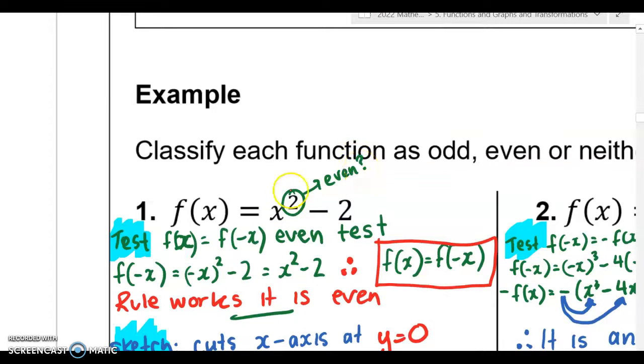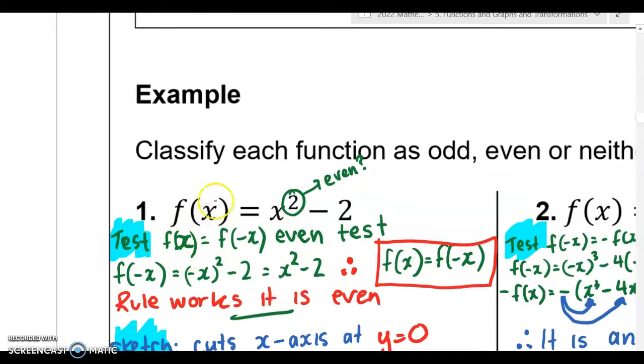I'm guessing because it's a power of 2, it's probably going to be even. You will get really good at being able to draw this graph, and you will find that in a few weeks' time you will look at that and you'll know straight off that it's even. But let's test it. So I'm going to test for even, and the even test was that f of x is equal to f of minus x. And if that's true, then it's going to be even.